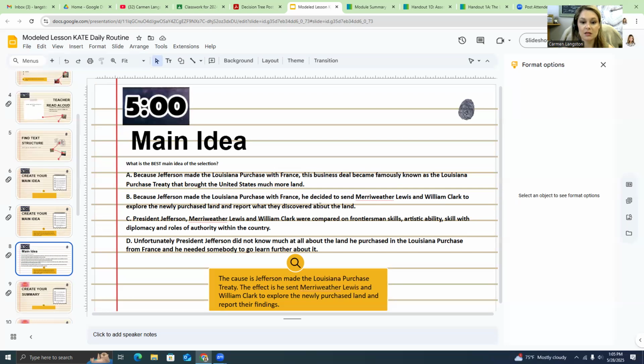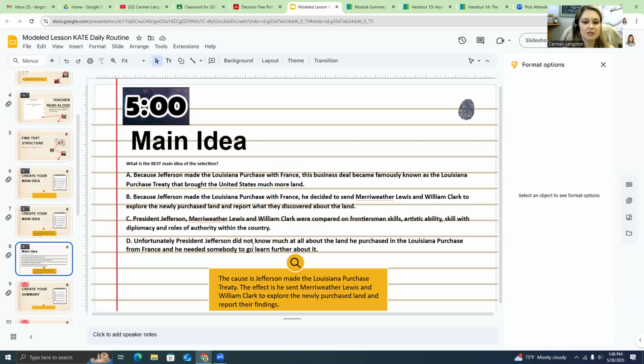It has the cause, it has the effect, so that's a possibility. B is a possibility. Let's keep looking. President Jefferson, Meriwether Lewis, and William Clark were compared on frontiersman skills, artistic ability, skill with diplomacy, and roles of authority within the country. That's an easy no for me because we did not compare William Clark and Meriwether Lewis, and we certainly didn't compare President Jefferson on his frontiersman skills or anything like that. So that's a no.